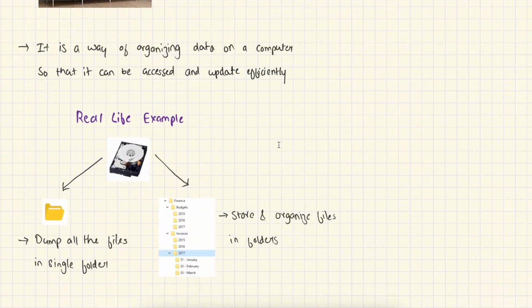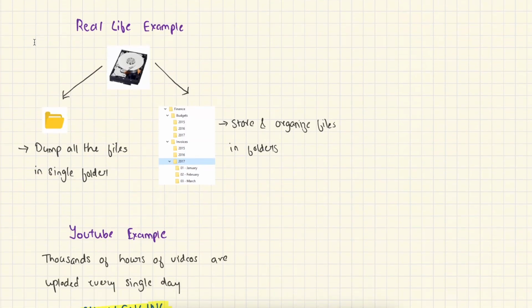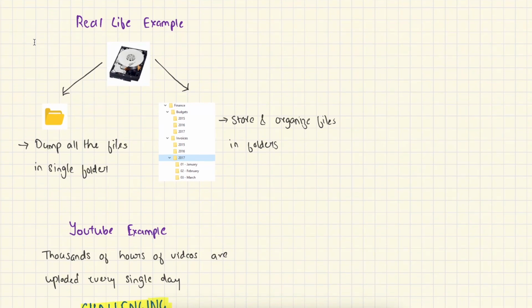Let's apply this same concept in computers. So in computers, it is a way of organizing data on a computer so that it can be accessed and updated efficiently. Let's understand this with an example. We generally store our files in hard disks, right? We have two options to store our files. Either we can dump all of our files in a single folder, or we create multiple folders. Like folders, in that folder we have again a folder, in that folder we have again a folder, and we organize our data in a folder structure, right?